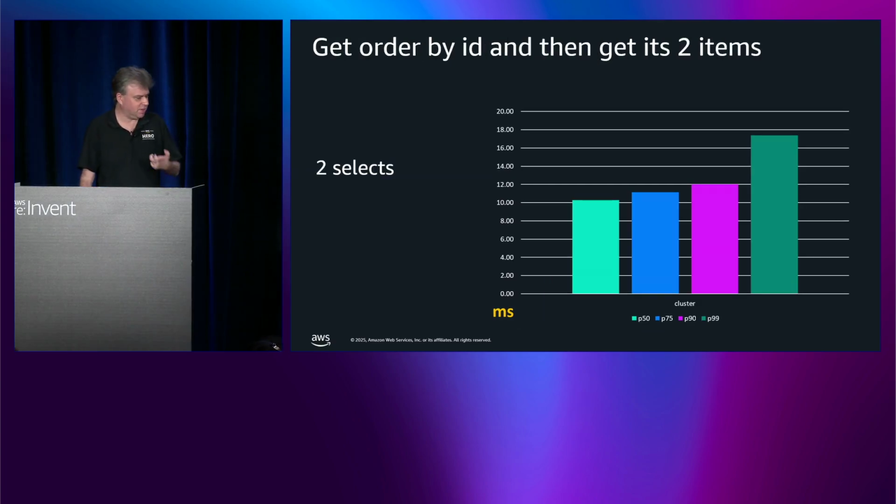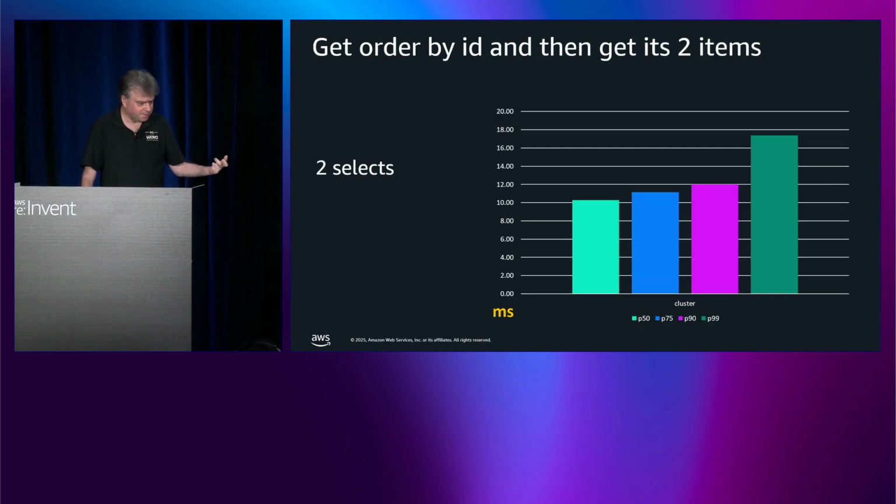Another measurement was get order by ID, and then get two items. I can do it with one join, no problem. I wanted to do it without joins, like getting the order by ID, and with that ID, then getting the two items with another select.